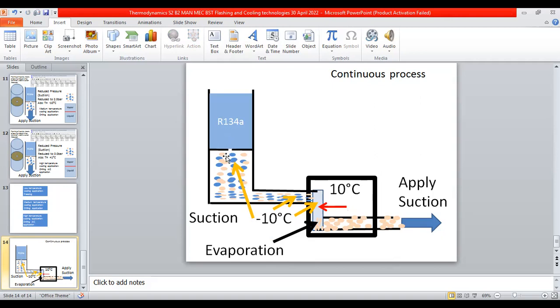So then this flashed two-phase flow will pass through this cooling plate or cooling element. This two-phase fluid, liquid and vapor, comes in, but all the liquid turns into vapor. So 100% vapor. So evaporation takes place. Suction is here as well. So everywhere suction takes place. Here also suction is being applied, so suction effect is there everywhere here. Okay, good.